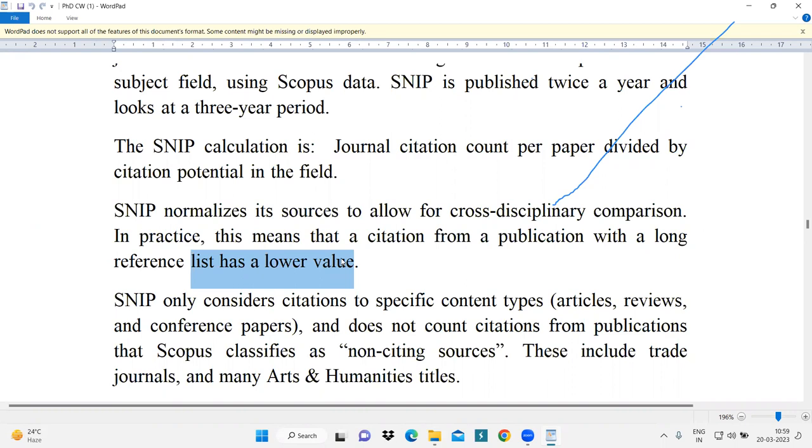So SNP is saying that any publication with a long reference list will have a lower value in SNP. Why? Because they are saying that you have collected mostly from other sources. You are preparing such a long reference list. That means you are extracting mostly ideas. Where is your own idea? What is your creativity? What is your innovation? You have just gathered the references. You have collected the ideas from different persons and you have prepared the article, right? So in SNP calculation, a publication with a long reference list will have a lower value.